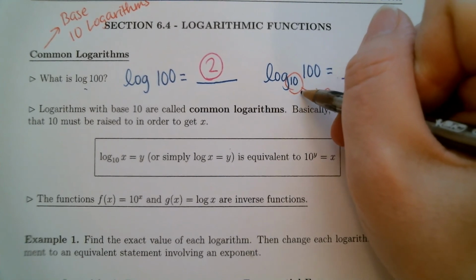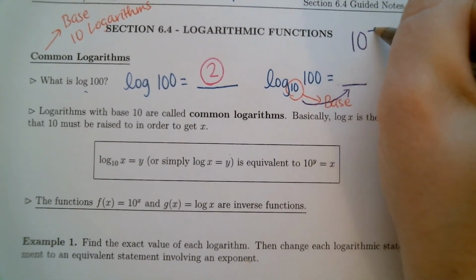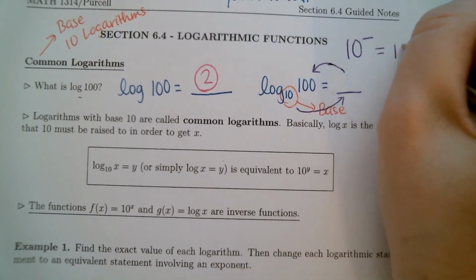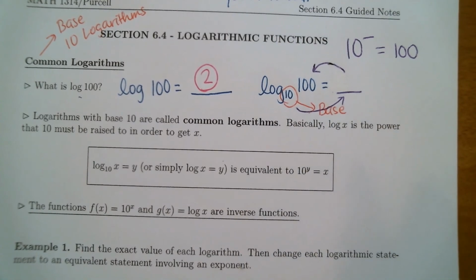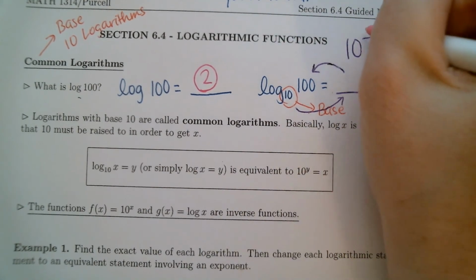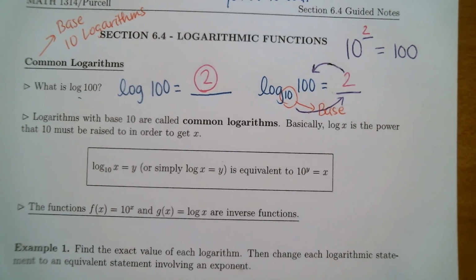You are trying to figure out what power do I need to raise the base to get this other guy. Okay, so 10 to what power gives me 100? And the answer to that is 2. 10 squared is 10 times 10, that's 100. So that's why the answer is 2.